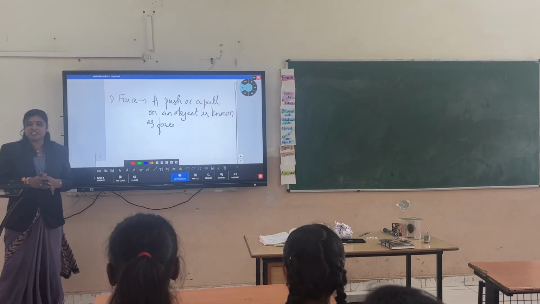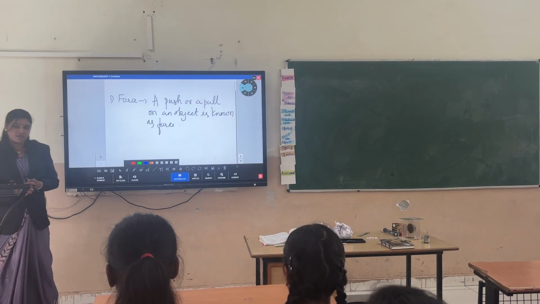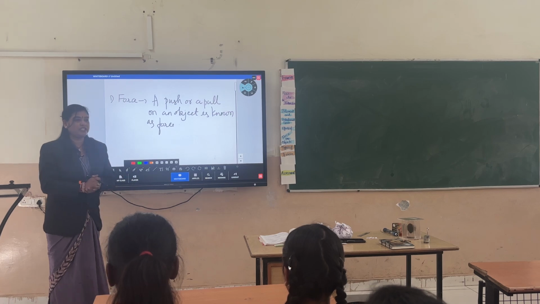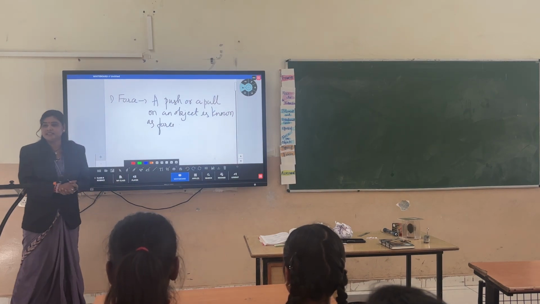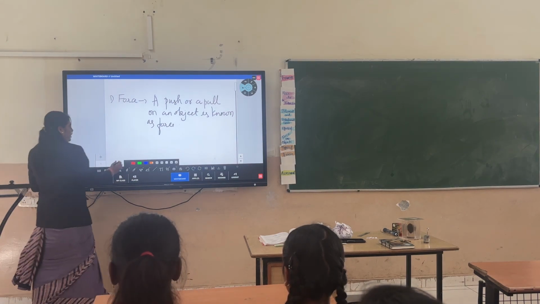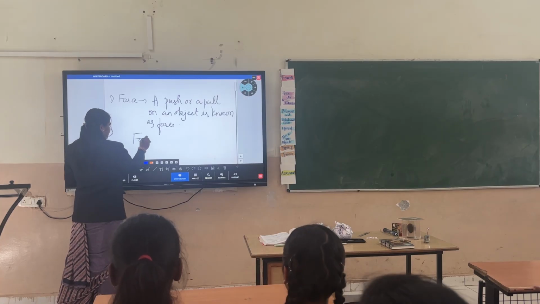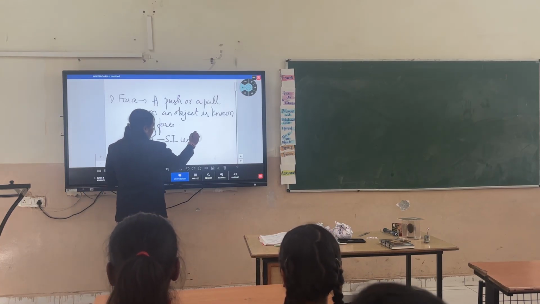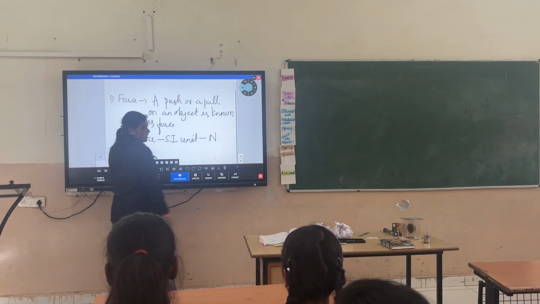Force can also be measurable. It also has some magnitude. Can you tell me what might be the SI unit or the measuring unit of the force? Estelle. Newton. Newton. Very good. Clap for him, everyone. SI unit of the force is Newton.